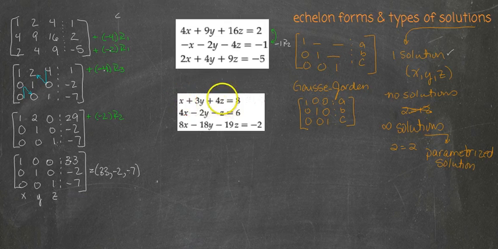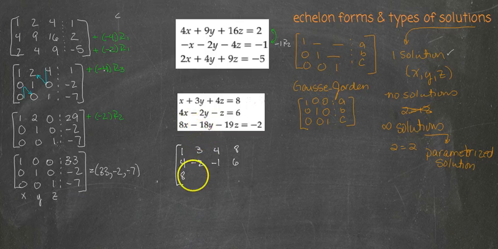I'm going to keep this first equation where it is because it already has a 1 in the upper left-hand corner. So my coefficients would be 1, 3, 4, and then my constant would be 8, and then 4, negative 2, negative 1, and 6, 8, negative 18, negative 19, and negative 2. So now I have an augmented matrix that I can use row operations to solve this system.